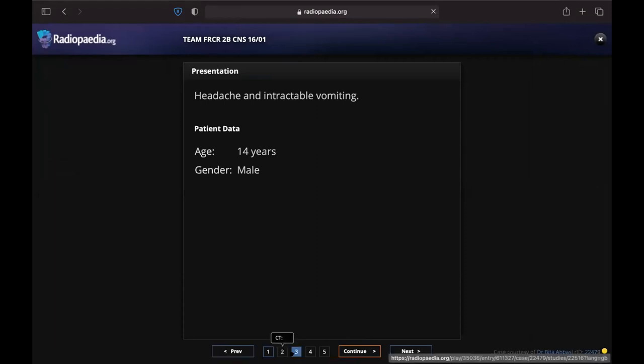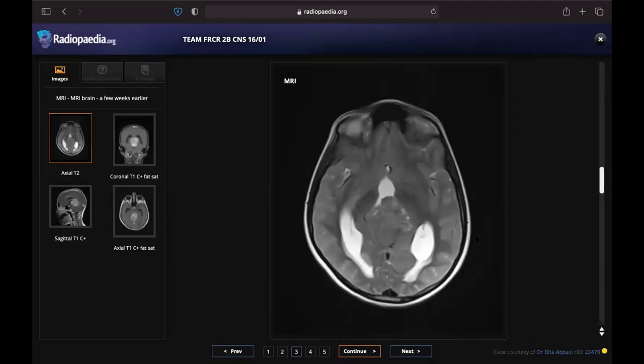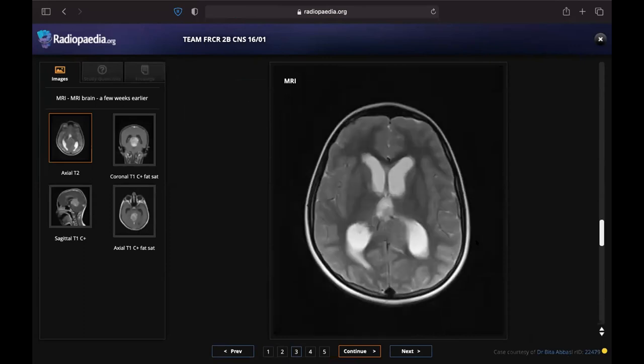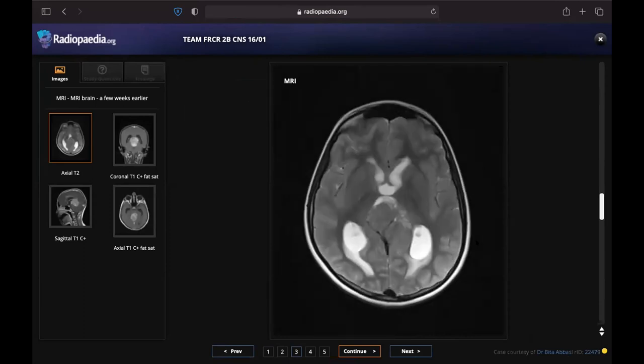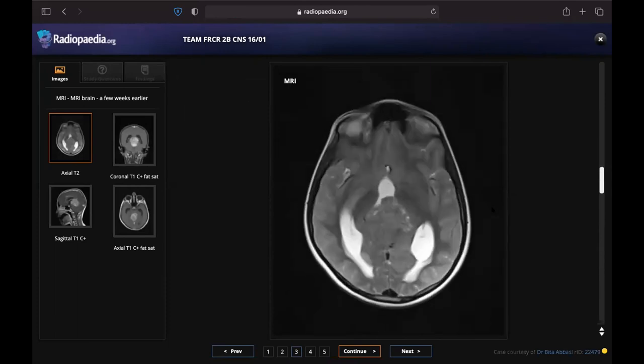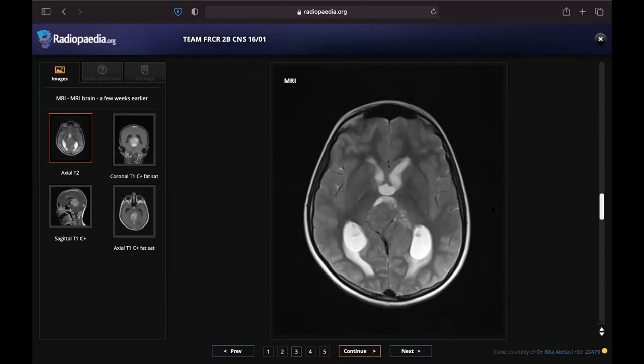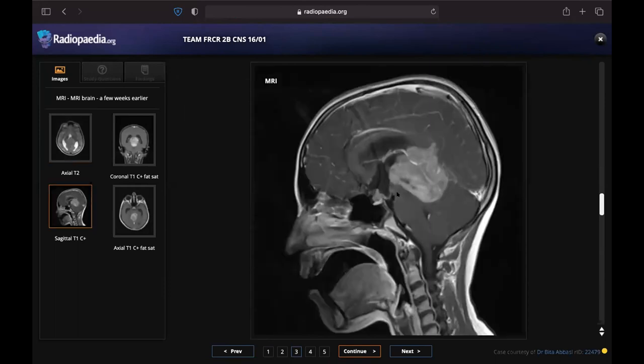I'm sorry. This is headache and intractable vomiting. I intentionally gave you the MRI first to make it a bit more challenging. And all your differentials were valid. Whenever we have a pineal region mass, we go for pineoblastoma and pineocytoma. Germinoma is also a valid differential. And as you said, we should also keep a tectal plate glioma here. All are valid. What I wanted to pick up here is that this was actually a pineoblastoma, as we saw on the CT.